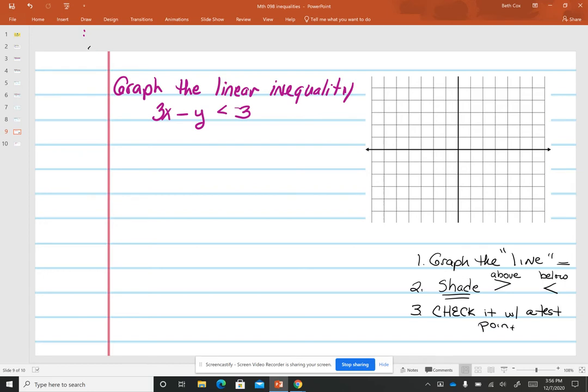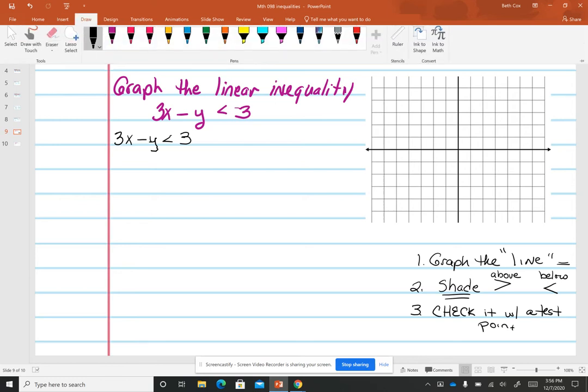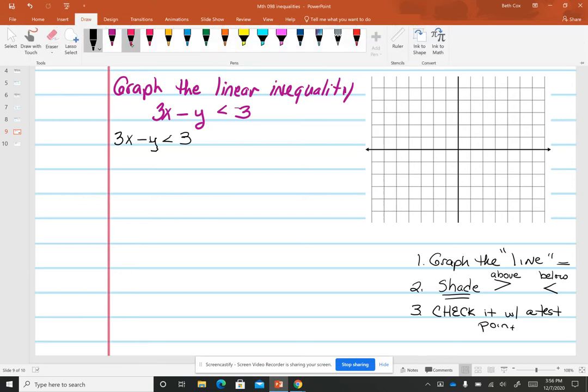Okay, so here we go. The first thing I'm going to do is graph the corresponding line. So I have 3x minus y is less than 3. So I want to graph this line. I'm going to put it in y-intercept form. There are other ways to graph, but this is going to be very helpful later on.